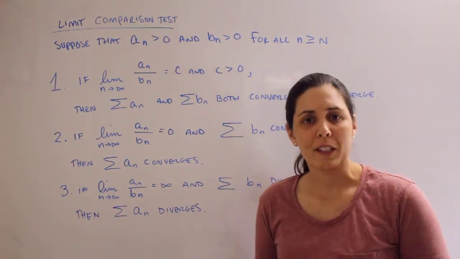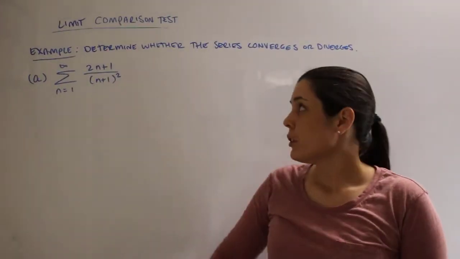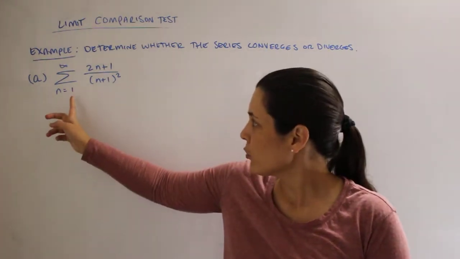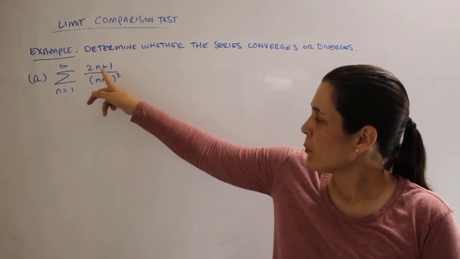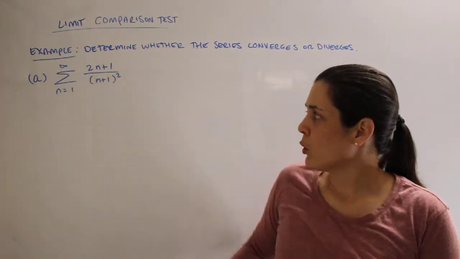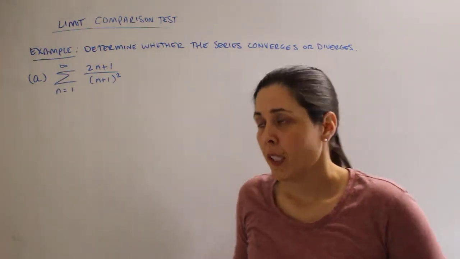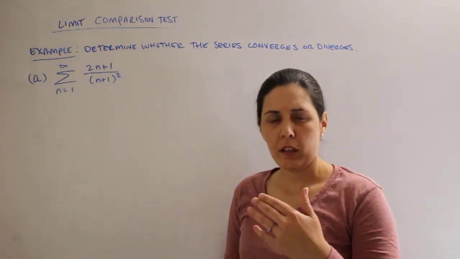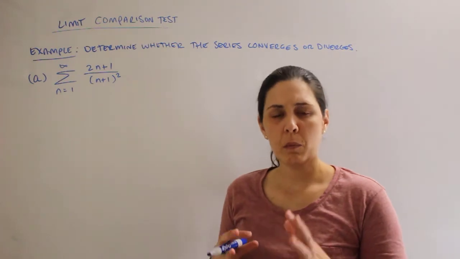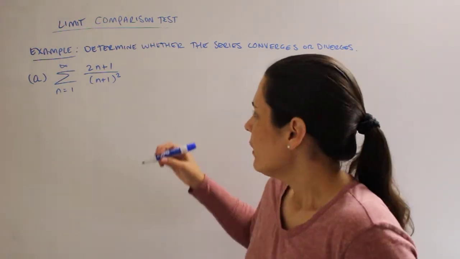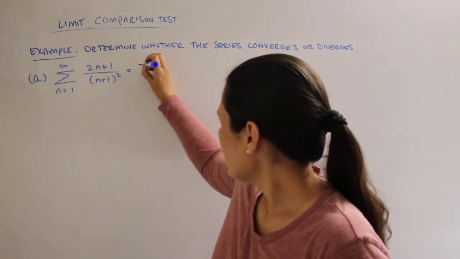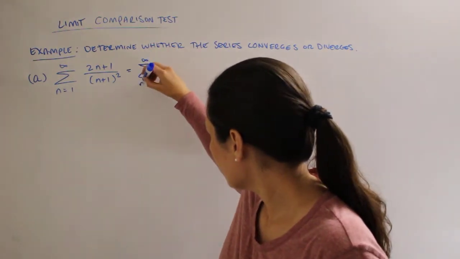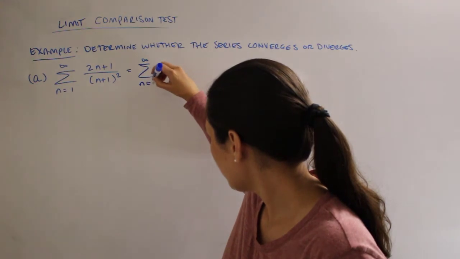Okay, so let's try this one out. Example, determine whether the series converges or diverges. Okay, we have the series from n goes from 1 to infinity of 2n plus 1 over n plus 1 quantity squared. Okay, now we are going to have to find a series to compare this to, but I'm going to show us how to get there. The very first thing I'm going to do actually is I'm just going to rewrite this to see if it helps. I'm going to expand the denominator. Okay, so I'm just going to FOIL out the denominator.